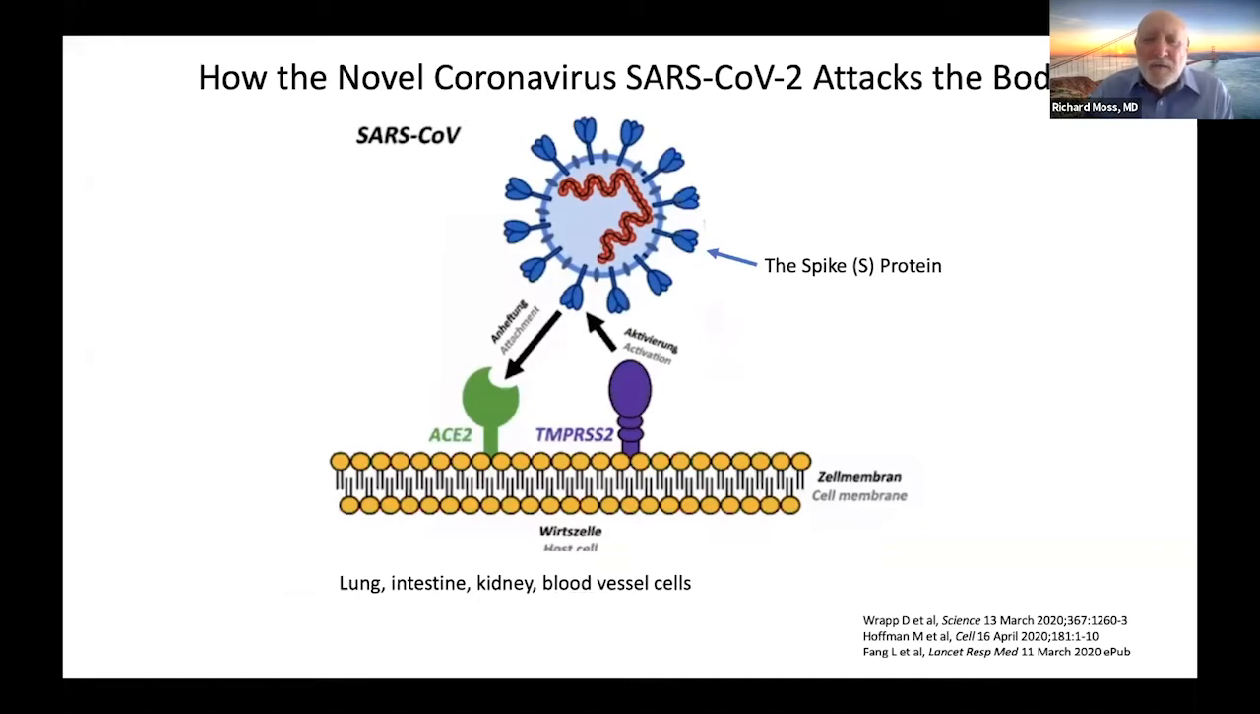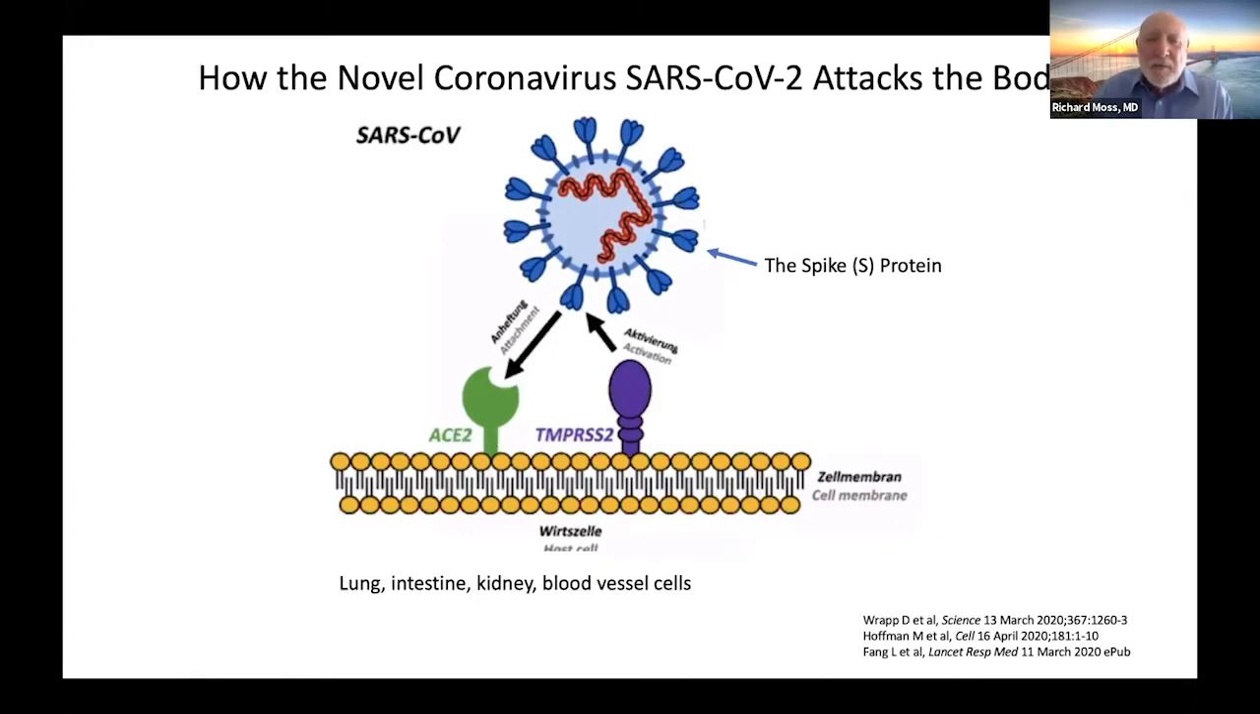And it was discovered that the spike protein is able to bind to a protein present on the surface of many cells in the human body. So we see a cell here. This is the cell membrane. The outside of the cell is on top, the inside on the bottom here. And the cell is expressing this protein called ACE2, which stands for angiotensin converting enzyme 2.